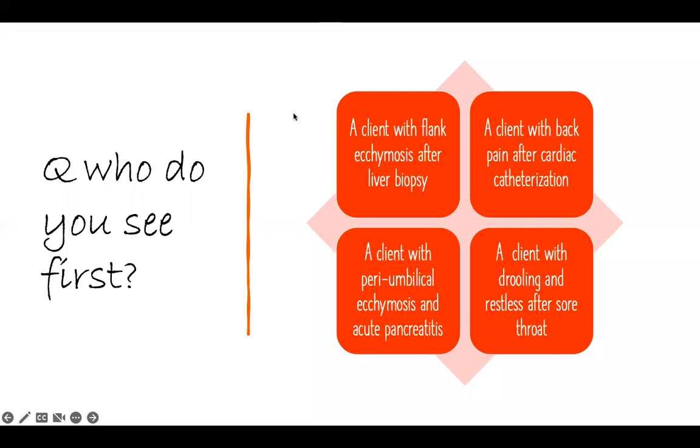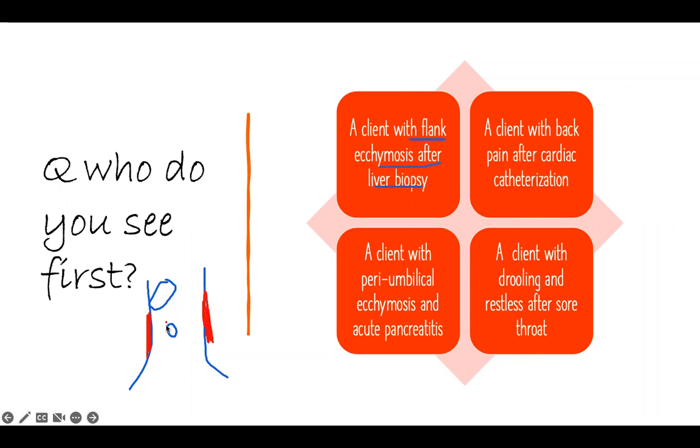So another fancy one. Who do you see first? A client with flank ecchymosis after liver biopsy. The same thing. So there's two ecchymosis after liver biopsy or kidney biopsy. So the same thing. The liver is on the right upper quadrant. Now they have ecchymosis on the flank. Okay, so this is where they have the ecchymosis.